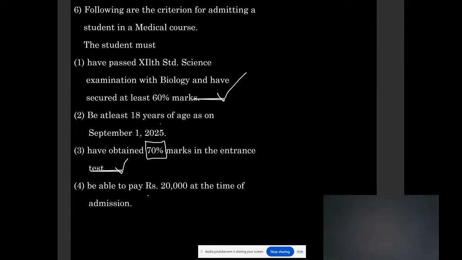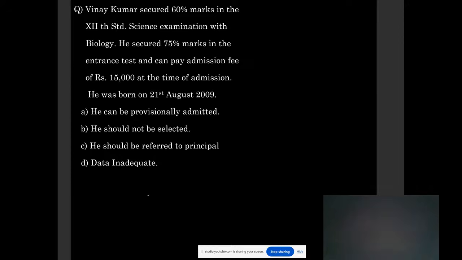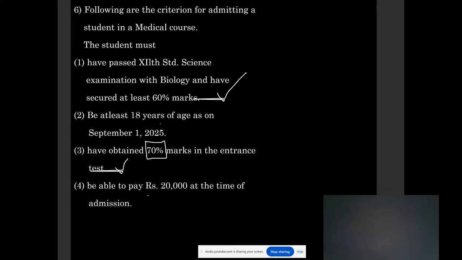Okay, let us check this one. And be able to pay 20,000 at the time of admission. That means any person should pay 20,000 at the time of admission. So in our question they gave Vinay Kumar is ready to pay 15,000. So that particular person can pay only 15,000 rupees. But they are asking 20,000. It means he is not satisfying this one because he is ready to pay only 15, but they are asking 20,000. So fourth one he is not satisfying.